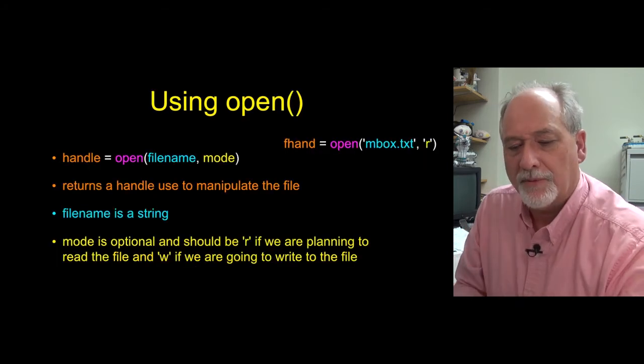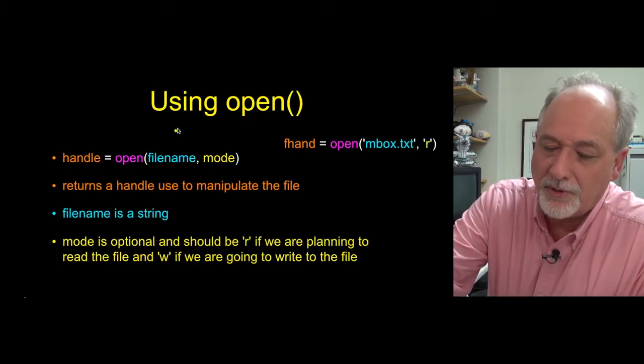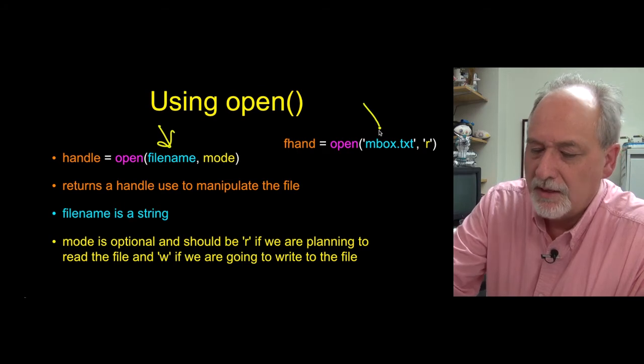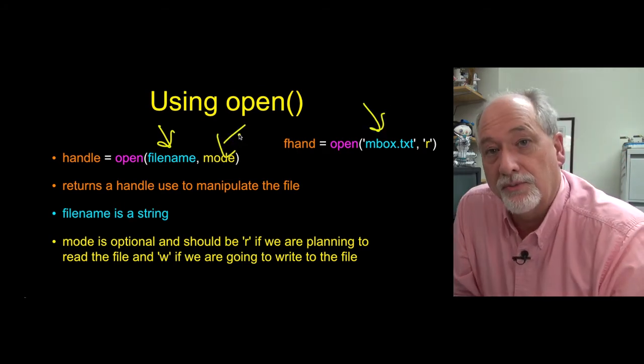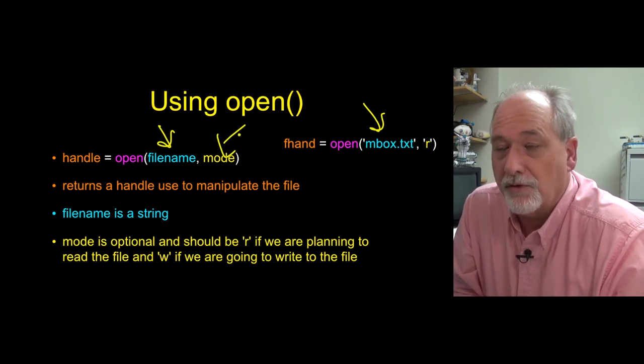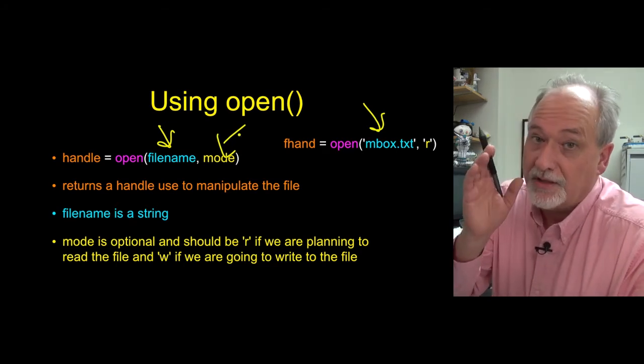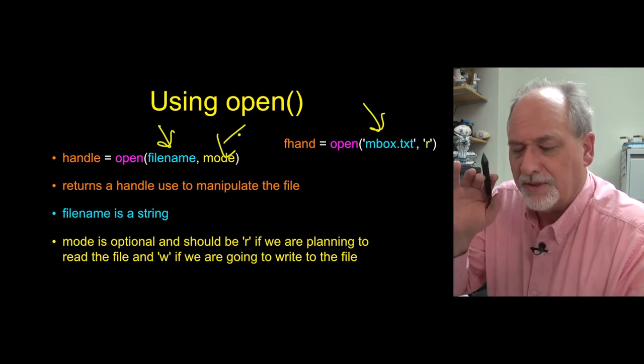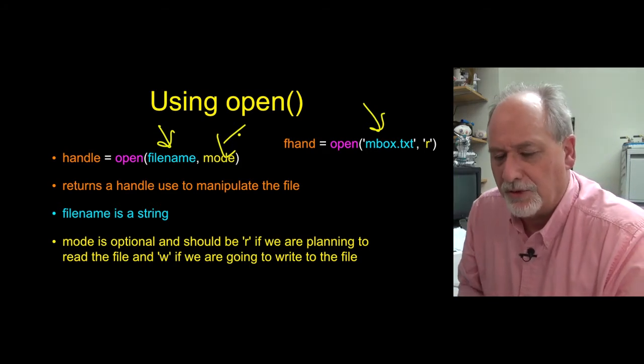So open takes one parameter that's required, which is the name of the file. Another parameter that's optional is whether or not to read it or write it. If we're reading the file, it doesn't harm it. You can read it over and over. If you write it, and there's already data in that file, it truncates it and writes something. And we're not going to really write files, we're mostly going to read them.